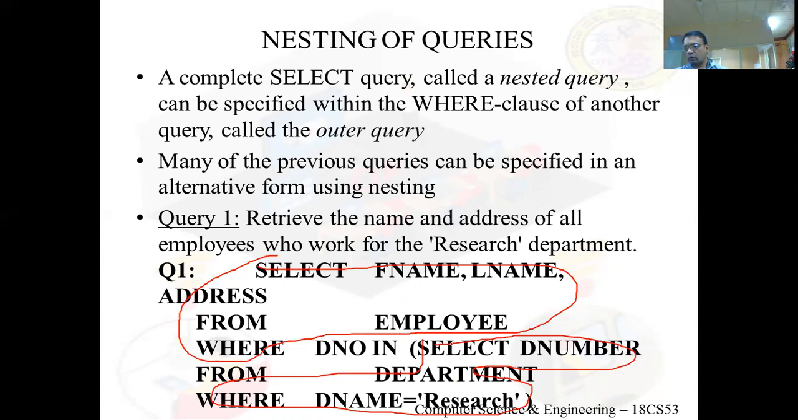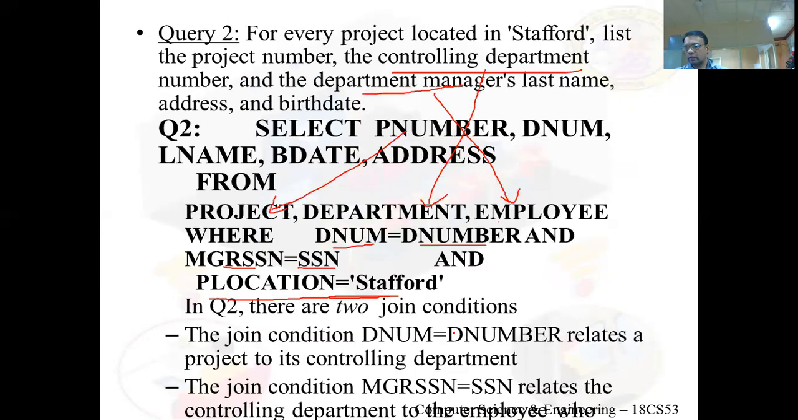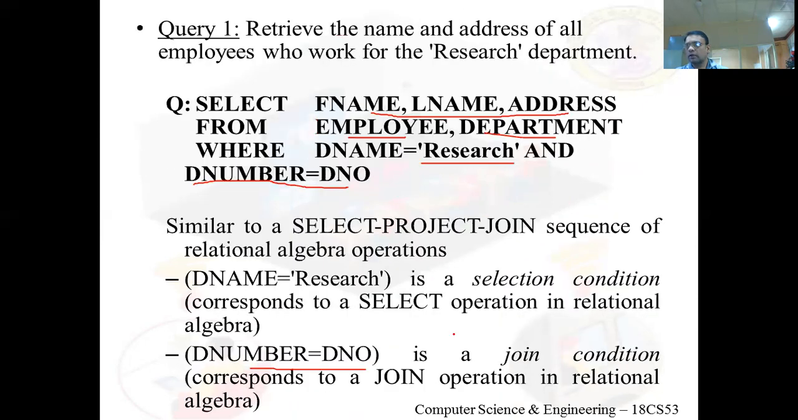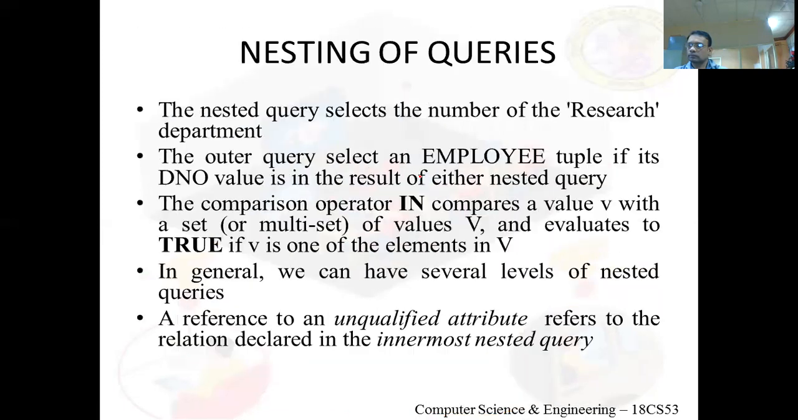So the previous query was written like this. I take you to the previous query. Yeah, here, see. Select F name, L name, address from employee, department where D name is equal to research. Here I am joining; there I am not joining. I am using the nested query to get the department number. The nested query selects the number of the research department. The outer query selects the employee tuple if its department number value is in the result of the nested query.